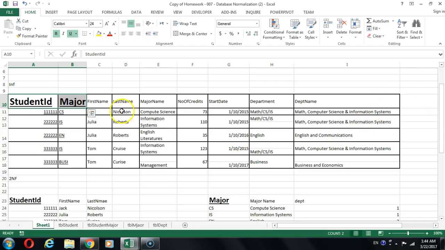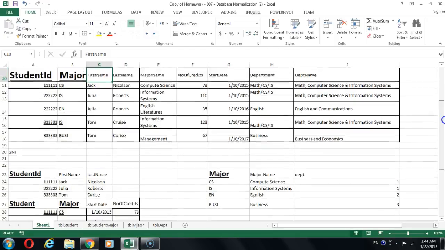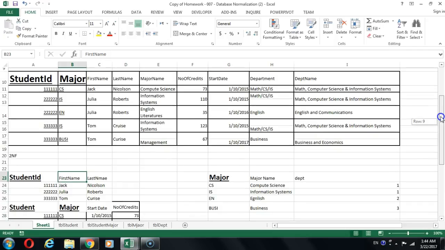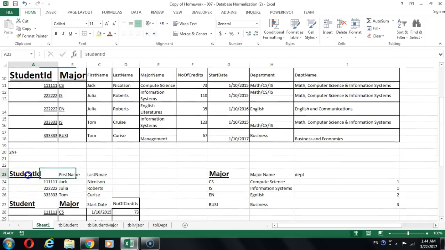Let's take a look at the first name. The first name itself is not dependent on both the student's ID and the major. The major could exist without the first name, without that person ever attending or actually enrolling in that major. So this is going to be dependent on the student's ID. Immediately we have to really break that table. And now we're going to have a student's ID as the primary key, the first name. And the same thing with last name. The last name is not dependent on the major. So we have the student's ID. The student's ID is the primary key.